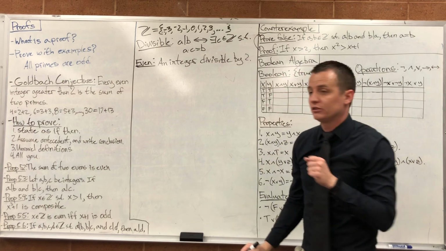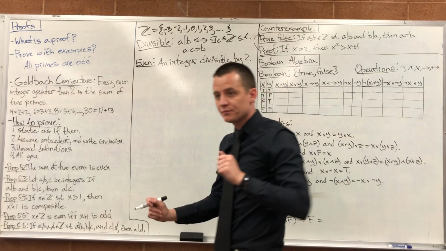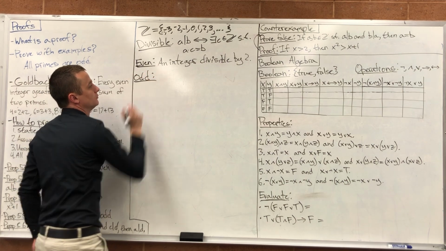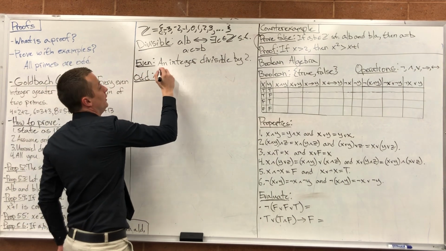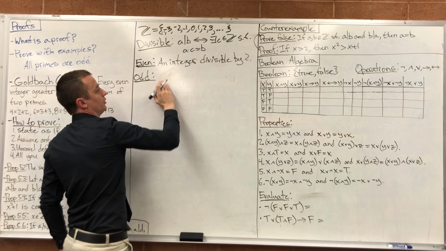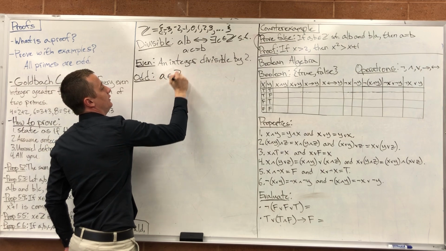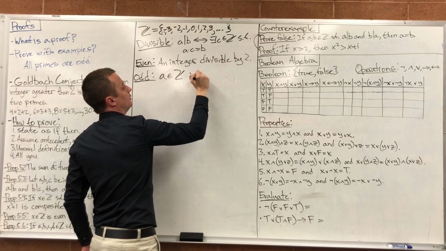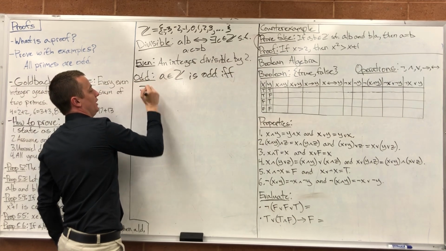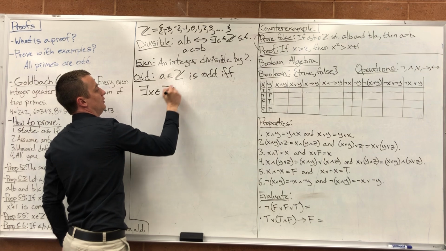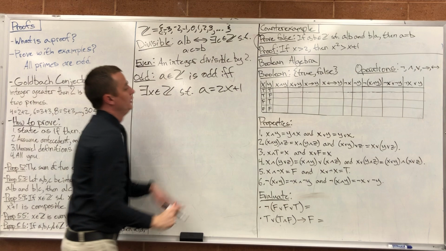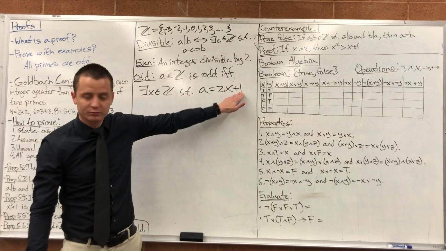Okay, so we talked about divisible, we talked about even. What else did we talk about? Odd. What does it mean for an integer to be odd? A in Z is odd if and only if there exists some other integer x in Z such that A is equal to 2x plus 1. If I can express some integer as 2x plus 1, it's odd.